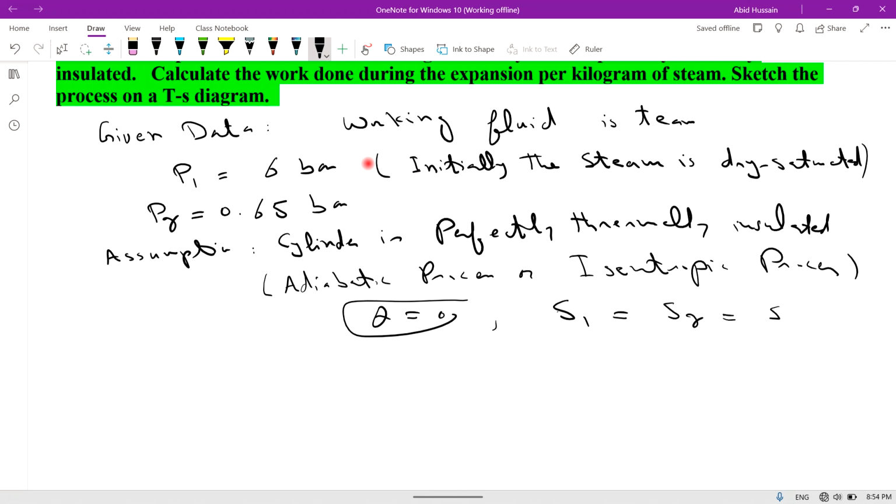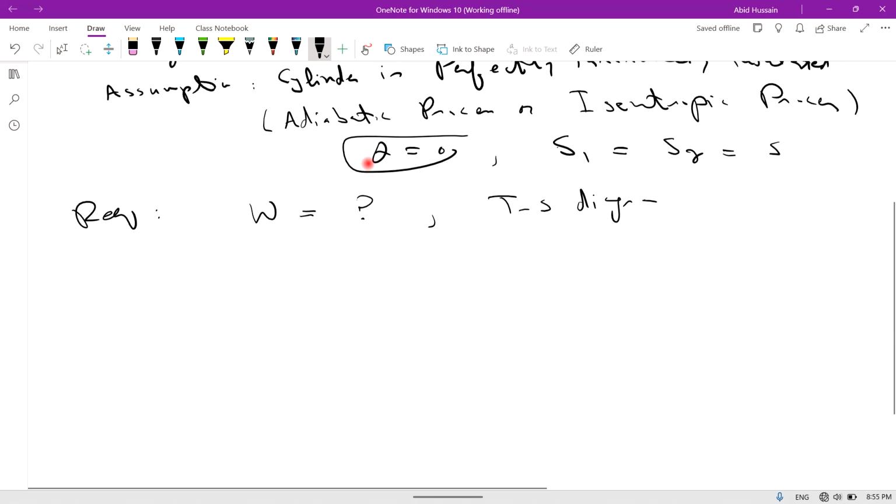Required is to calculate the work done during the process per kilogram of steam. Per kilogram of steam means specific work, in kilojoule per kilogram. And to sketch the process on a TS diagram. These are required to find the work and draw the TS diagram. Now we start the solution.